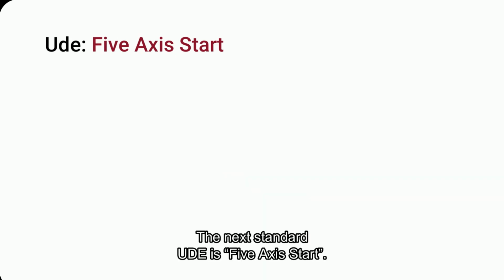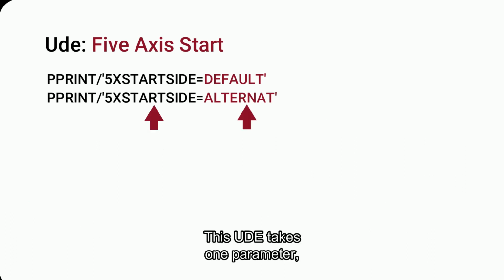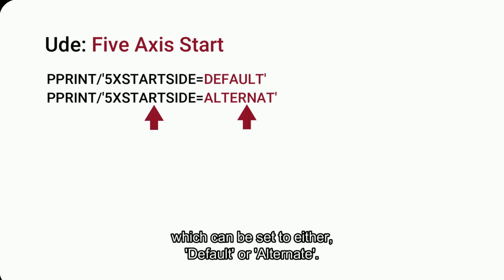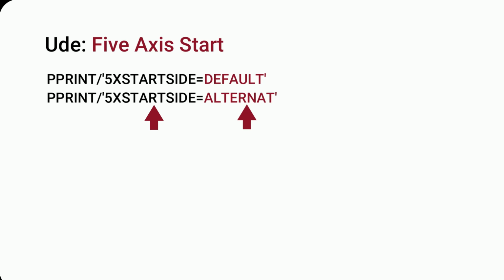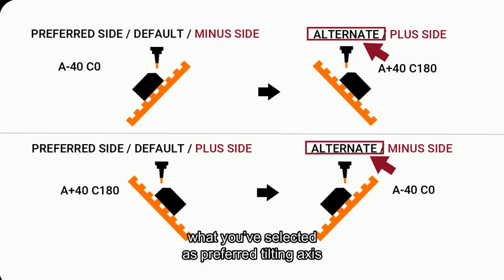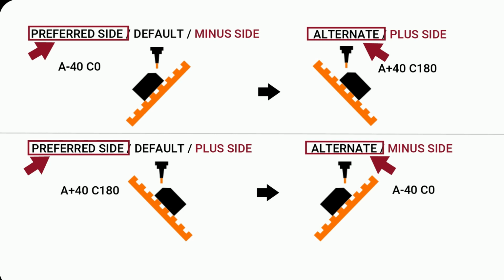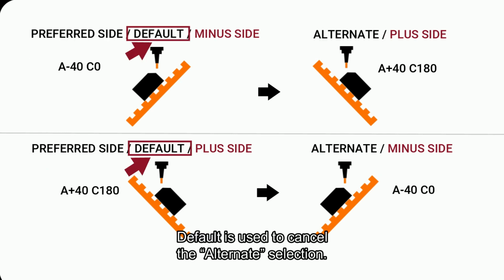The next standard UDE is 5-axis start. This UDE is used to determine the position of rotary axis 1, or in other words, tilting or nutating axis, on 5-axis machines at operation starts. This UDE takes one parameter, which can be set to either default or alternate. In post-developer kinematics, you already define rotary axis 1 preferred position either as plus or minus. When you select alternate, the opposite of what you've selected as preferred tilting axis position will be active at operation starts. Default is used to cancel the alternate selection.